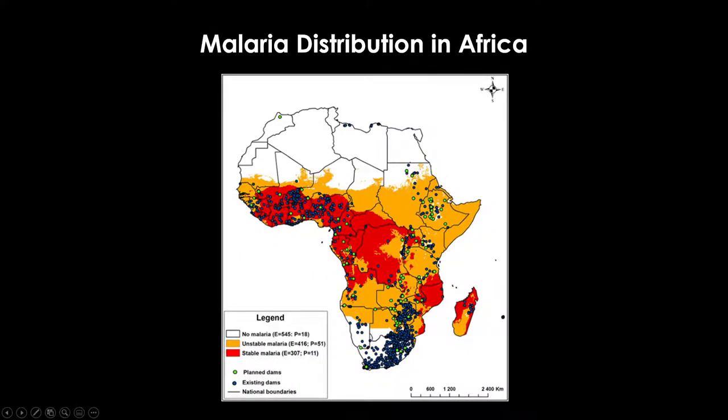Malaria remains a disease of concern globally, especially in Africa. There is a widespread strain of unstable malaria, and it remains uncontrolled despite various efforts to curb it. This is due to the fact that there is constant emergence of drug-resistant strains.